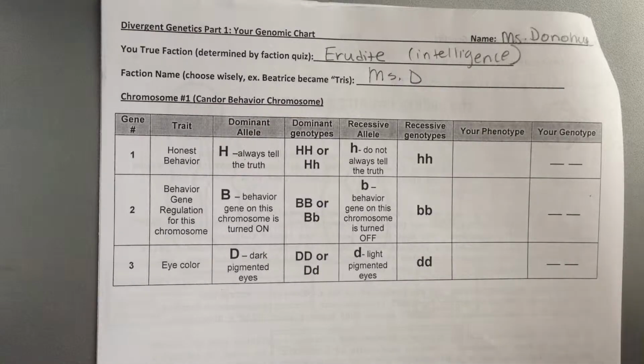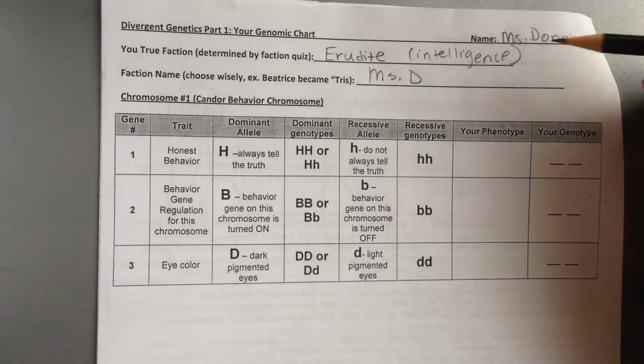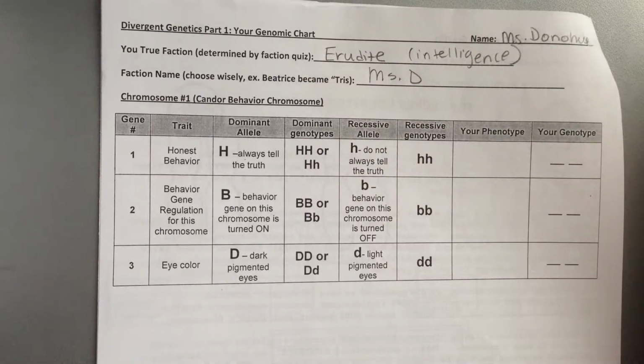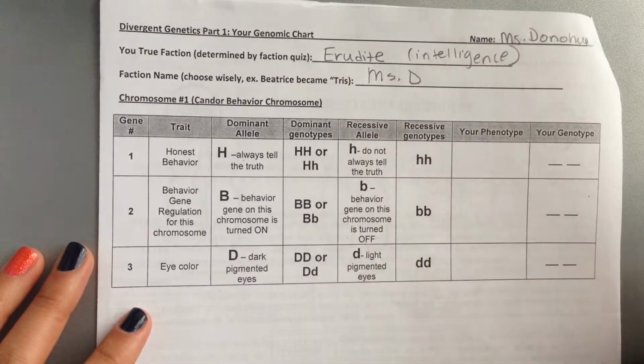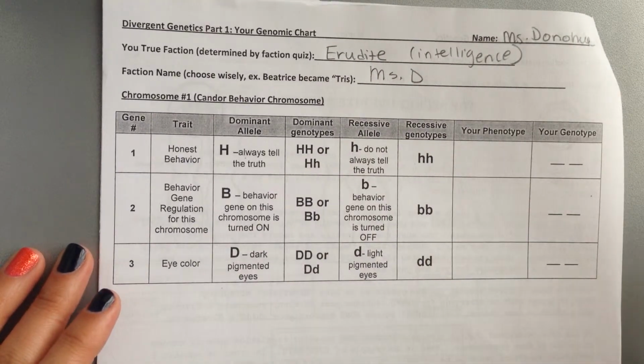Okay, here's a quick demonstration on how you should be completing your charts and what it should look like. I'll use myself as an example via the quiz. I got Erudite, so that means my one trait, my one behavior that's going to be turned on is intelligence.